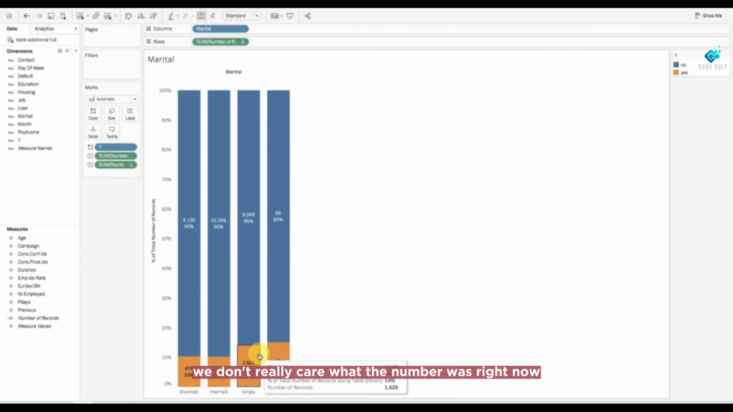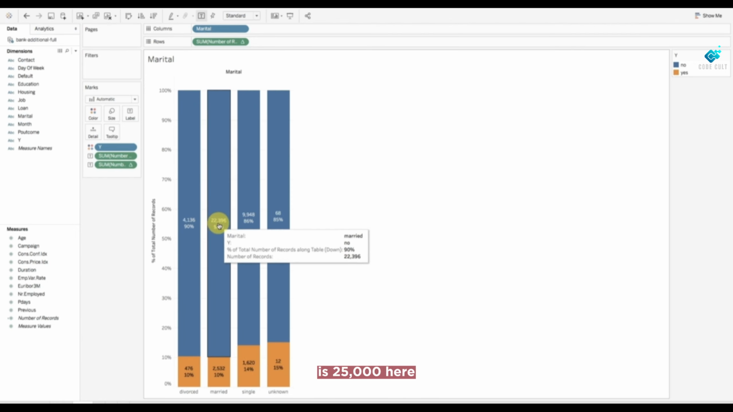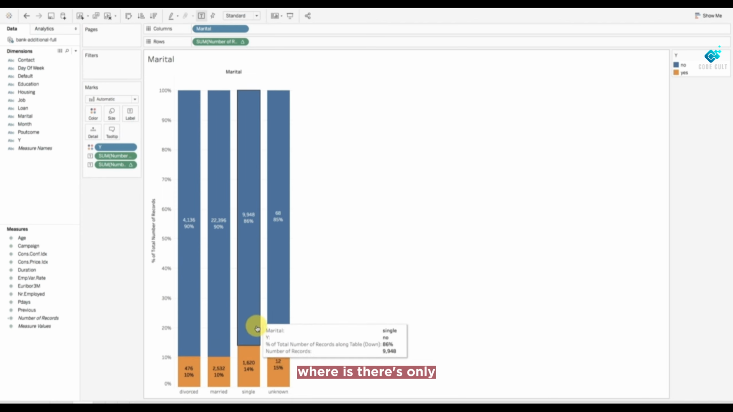We don't really care what the number was right now, right? We don't care that this number is much greater. It's 25,000 here, or almost 25,000, whereas there's only like 10 or 11,000 here. But in relative terms, there's no difference.